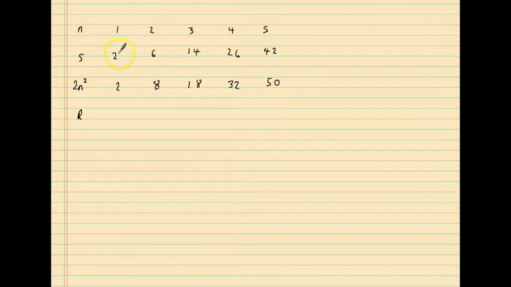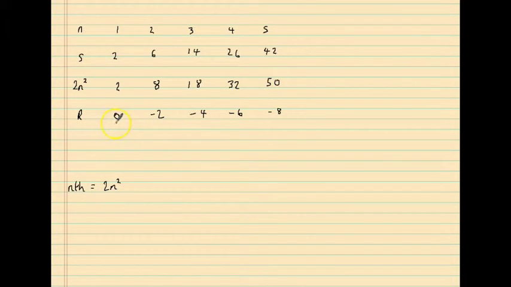And the residual value is what we get when we take away our 2n squared from our sequence. So if we do that, we do 2 take away 2, that gives us 0. 6 take away 8, that gives us minus 2. 14 take away 18, minus 4. And then 26 take away 32 gives us negative 6. And finally, we're left with negative 8 here. Now, what we've now generated is another sequence. So we know straight away that our nth term, we've already said, is 2n squared.